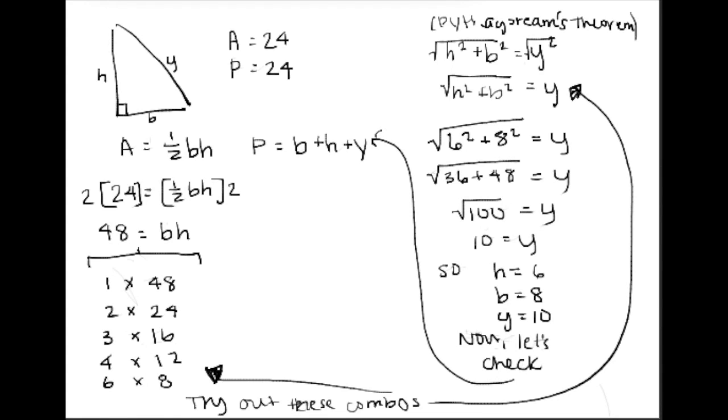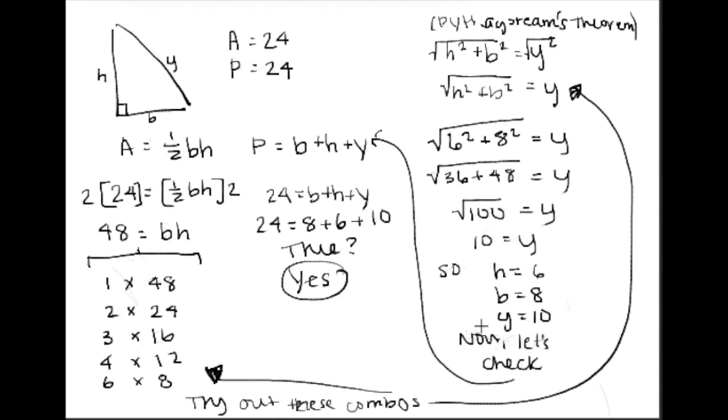We're going to take those numbers and plug them into the perimeter formula. So perimeter equals 24, that was given to us. The base is 8, the height is 6, and the hypotenuse is 10. So 8 plus 6 plus 10, does that equal 24? Is it true? Yes. And so we have found our answer. The height is 6, the base is 8, and the hypotenuse is 10.